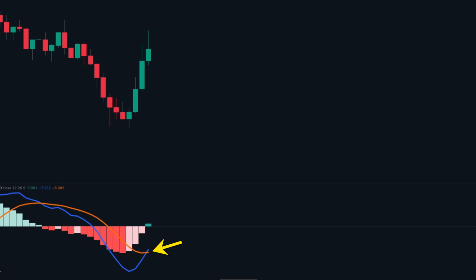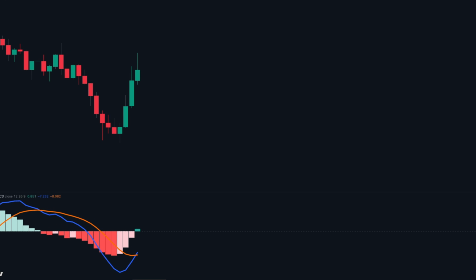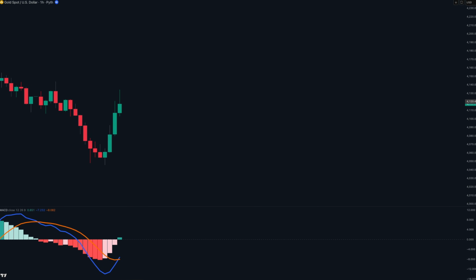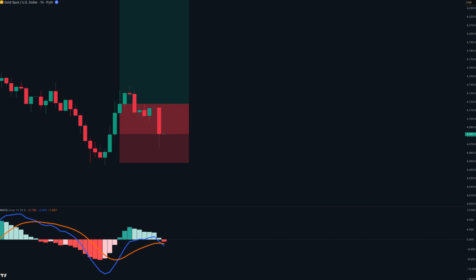And right here, after those 4 green candles, the signal line finally crosses. Histogram flips green. MACD is now bullish. So the trader enters long. Stop loss right below the last swing low. Now watch what happens next. Market moves down. Right after the entry, price reverses and hits the stop loss.